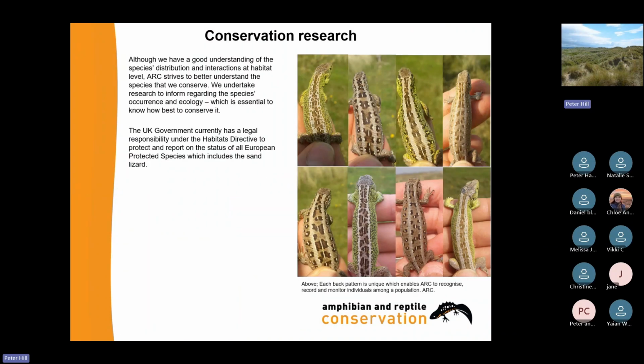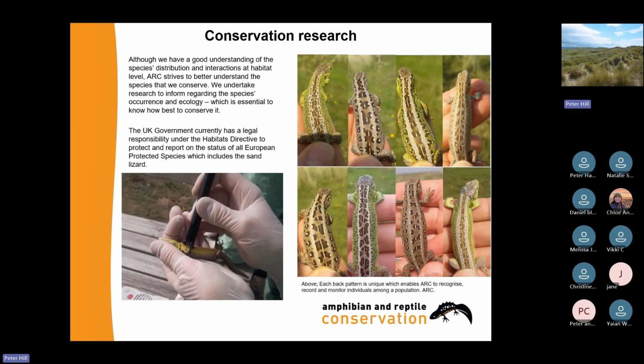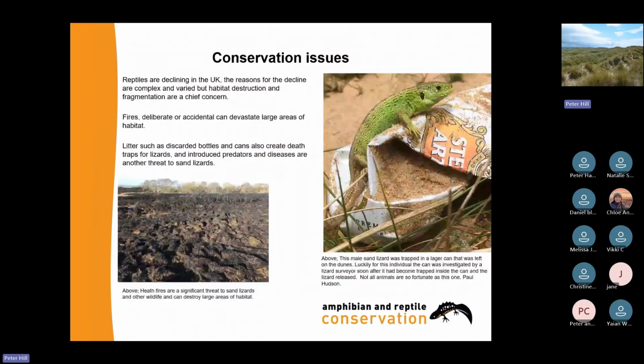Conservation research, we're constantly striving to understand the species better. So little is known about them. I've been involved in quite a bit of research. There's a female on the bottom left having a health check and a heart monitored. You can see the back patterns of these animals that they caught for examination and DNA extraction. Male, female, male, female, female, male, female, male. You can see that all their back patterns are incredibly different, so easy to tell individuals apart.